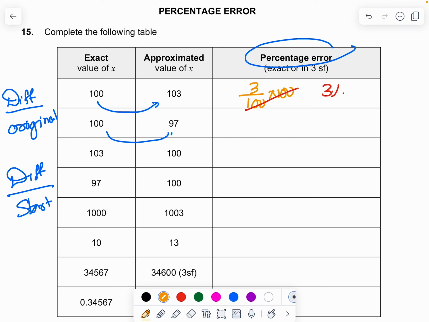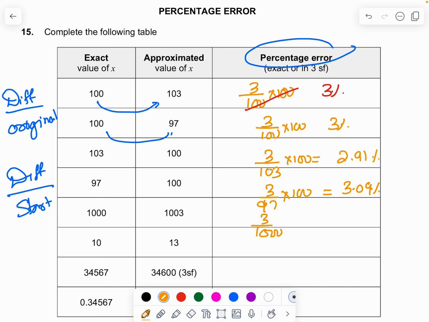Over here also, the next one, 3 divided by 100 times 100. So it is going to be again 3%. This is 3 divided by 103 times 100, so it's going to be 2.91%. Then 3 divided by 97 times 100, which is 3.09%. 3 divided by 1000 times 100, so it is going to be 0.3%. Then the difference is again 3, but the original value is 10, times 100, which is 30%.